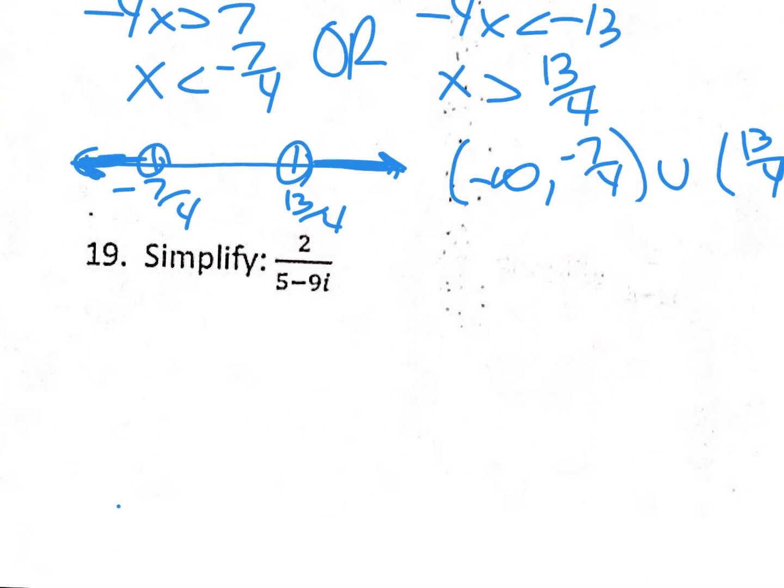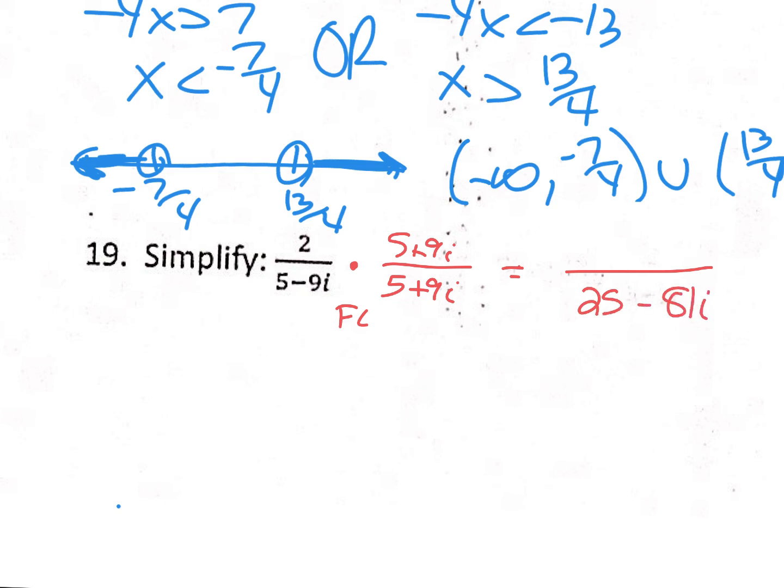Number 19, we have done this recently. What you're going to have to do here is multiply the top and the bottom by the conjugate. The conjugate of 5 minus 9i is 5 plus 9i. On the bottom, when you're doing conjugates, you do first, last. So the first is 25. The last is minus 81i squared. I'm going to go ahead and just finish the denominator.